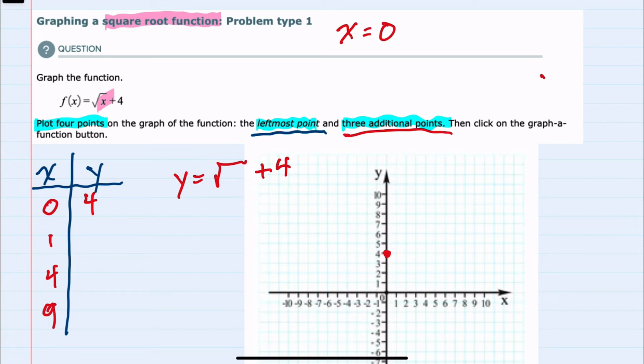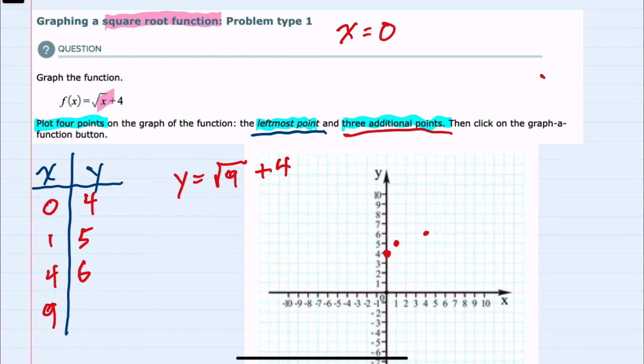This time replacing x with 1, I would have y equals the square root of 1, which is 1, plus 4. I now have y equals 5. So when x was 1, y is 5. That takes me on the graph to the point 1, 5. And I can continue to x equals 4, this time substituting 4 in for x. The square root of 4 is 2, plus the 4 on the outside would give me 6 for my y value. So when x is 4, y is 6, and lastly substituting in 9.